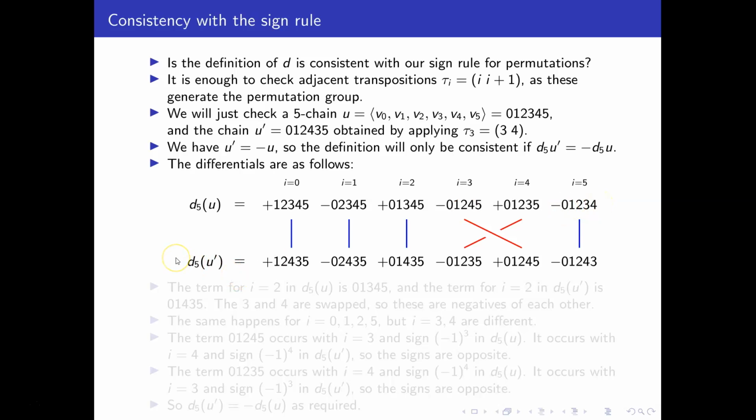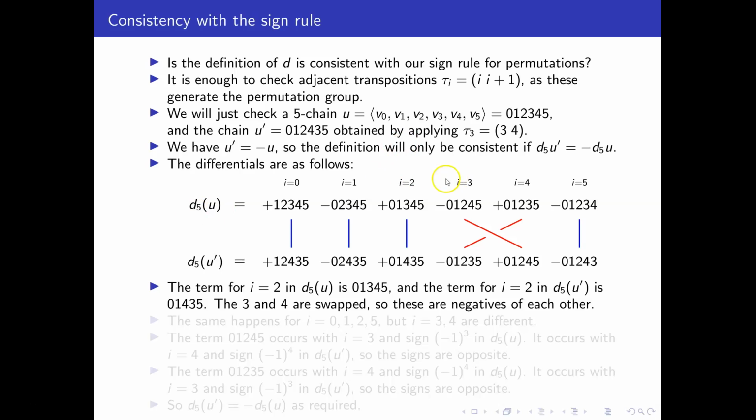Okay. Then here we've got D5U prime. Again we omit the initial entry. It gives us 1, 2, 4, 3, 5. If we omit this entry here, we get 0, 2, 4, 3, 5. We omit this 2 here, we get 0, 1, 4, 3, 5. Now we omit the 4 from there, you get 0, 1, 2, 3, 5. If you omit the 3, you get 0, 1, 2, 4, 5. And you omit the 5, 0, 1, 2, 4, 3. So that gives you all the terms in D5U prime. So how do these things line up?